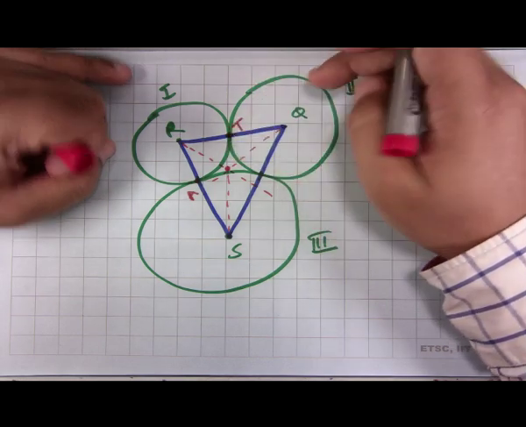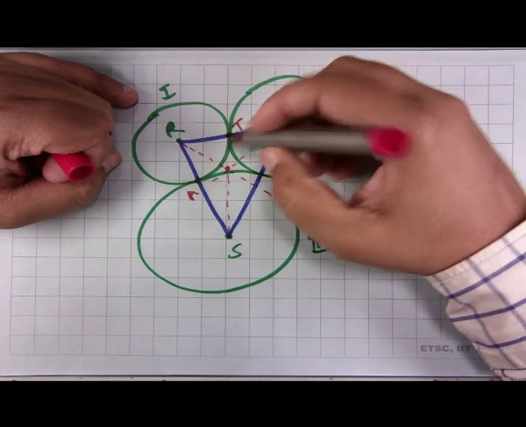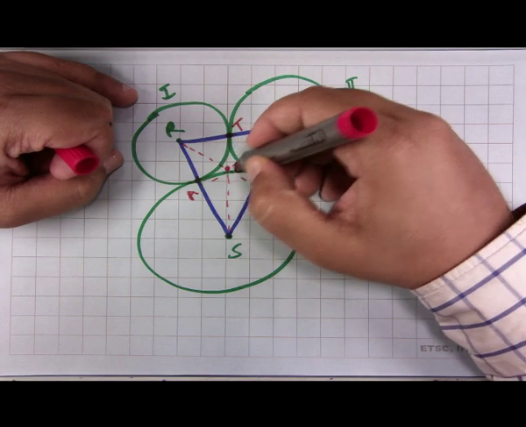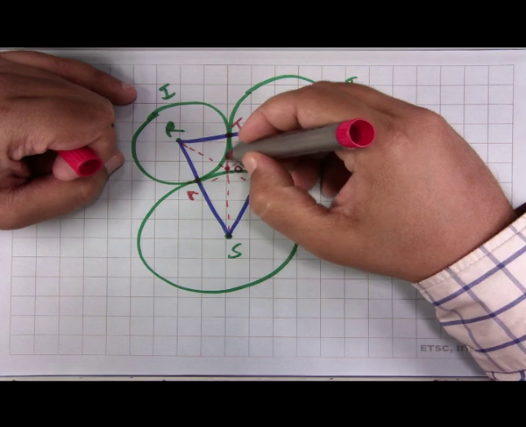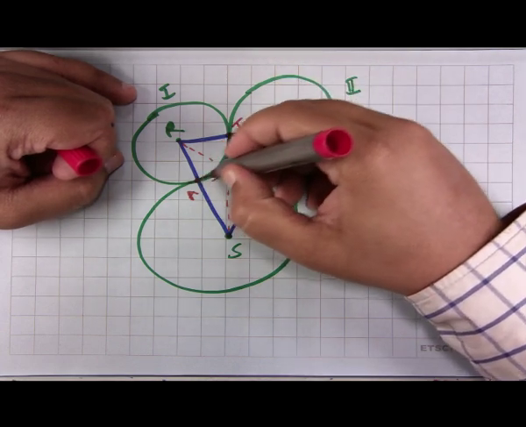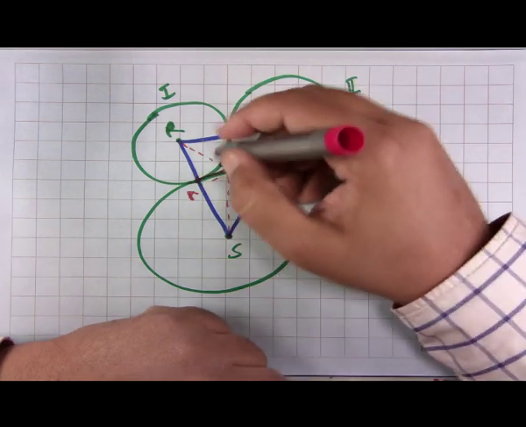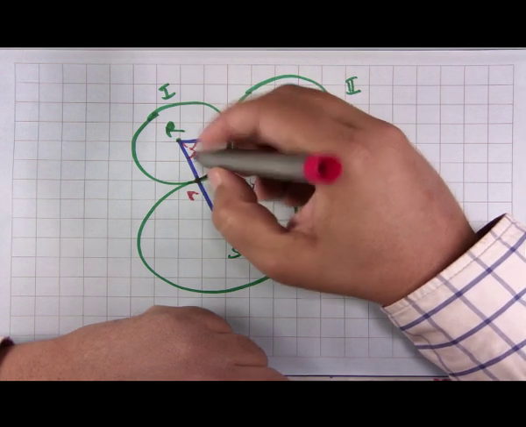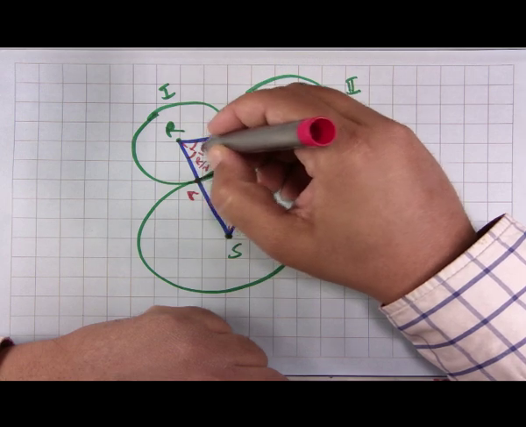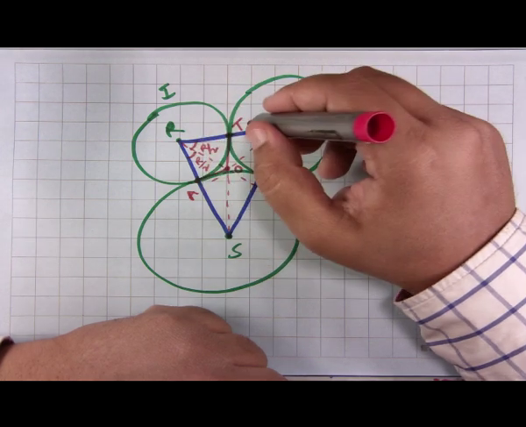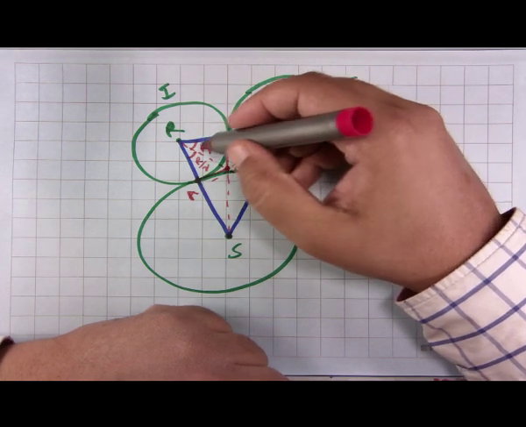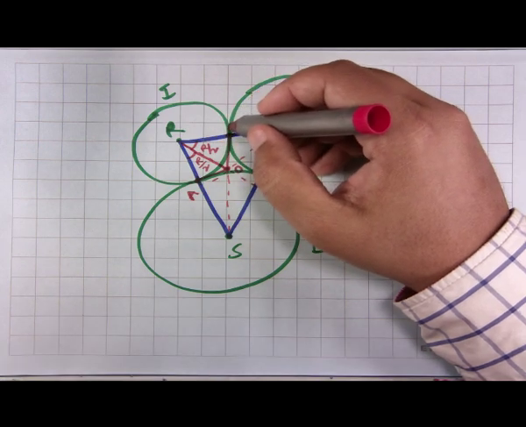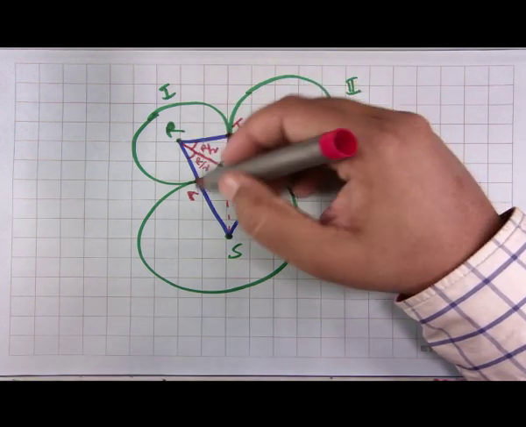So T is the point of contact between the circles 1 and 2, and let us join this T to this point. Let us denote this point by O. So we join O and T, and we also join O and A. Since this dotted line is an angular bisector, these two angles are equal to angle R over 2. Further, this side is common to both these triangles, triangle RTO and triangle RAO.